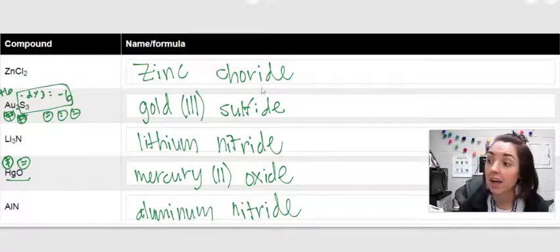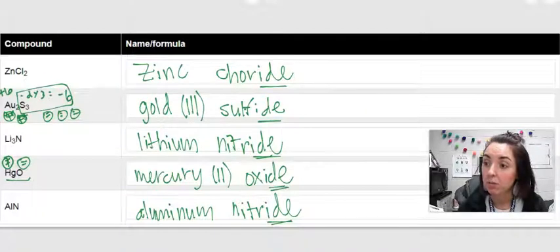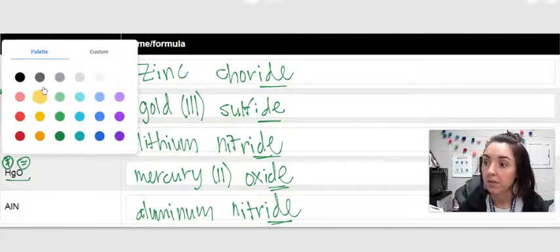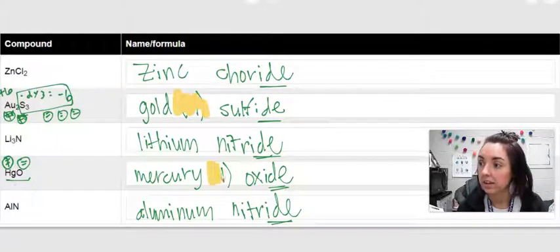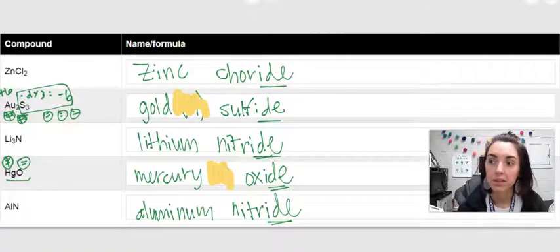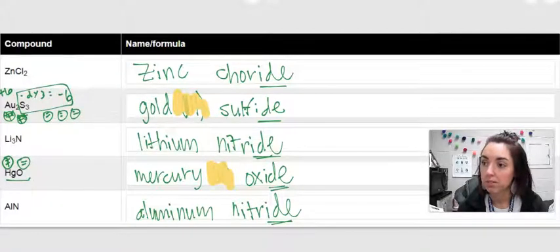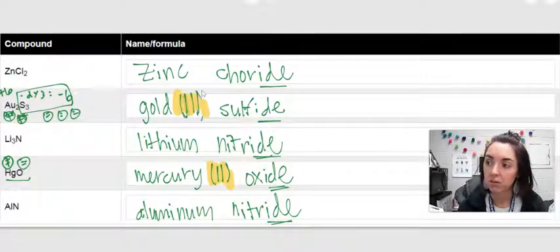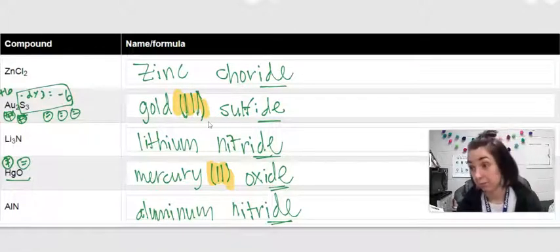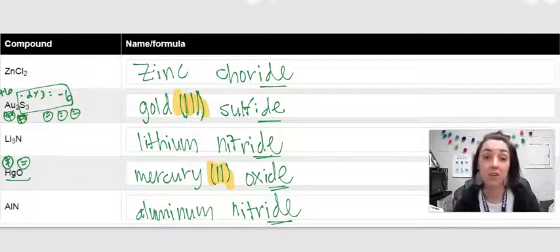Notice how these all end in IDE. That's really important. And notice that sometimes we have a Roman numeral. That Roman numeral, here and here, tells us that this metal can occur in multiple states. This is the one that we see right now. So this is the mercury 2 species. This is the gold 3 species, because it could be mercury 1, or it could be gold 2. We don't know unless we indicate it.